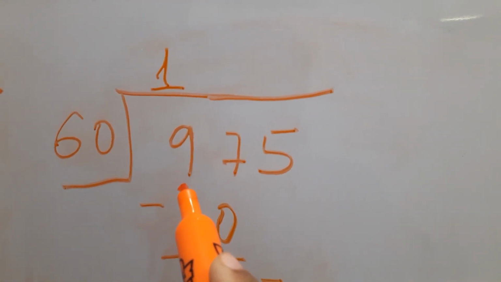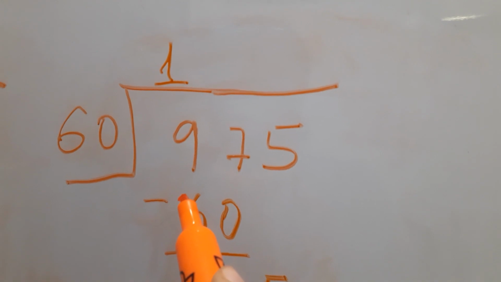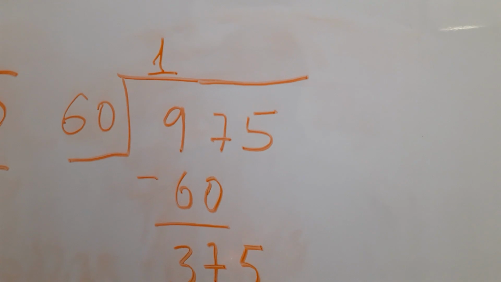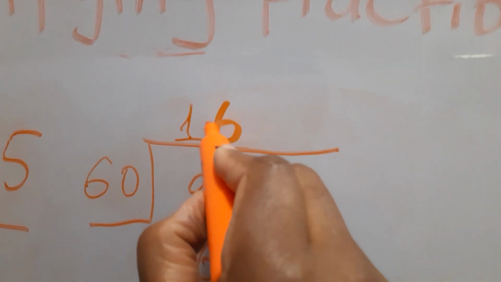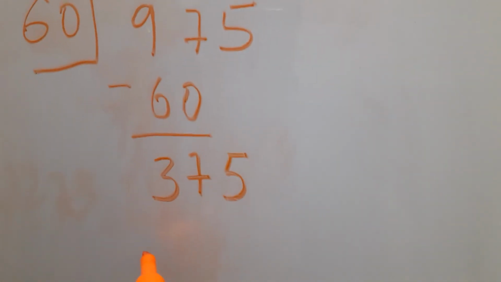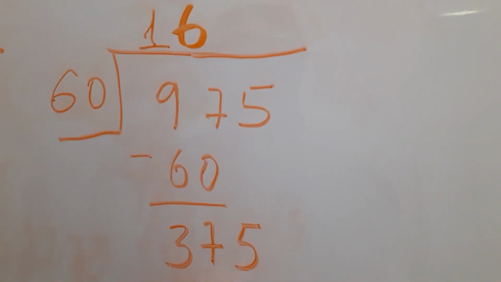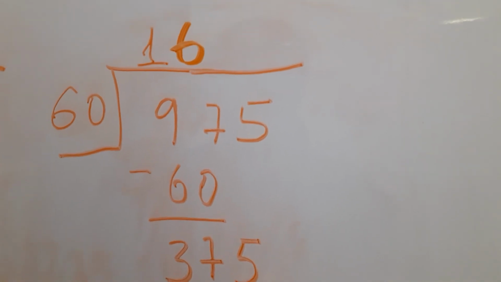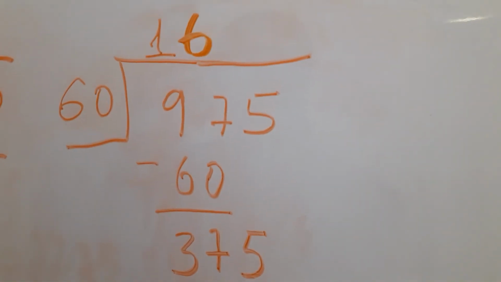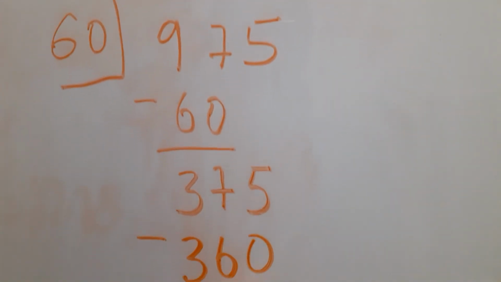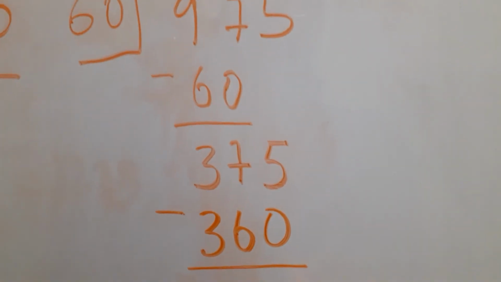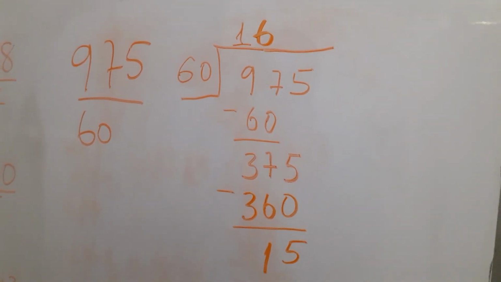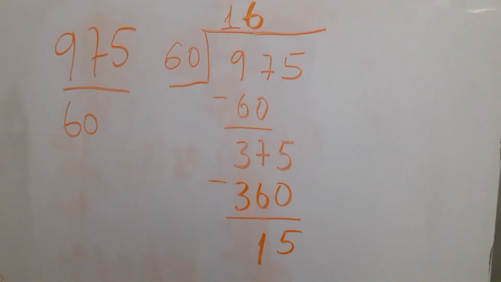From our times table, we know that 6 times 6 is 36. So 6 times 60 will be 360. That will be the closest to 375. So we have here 6, and that will give us 360. 375 minus 360 will give us 15. So to convert to our decimal, we can see that it's not again a perfect division, so it will be 16, remainder 15.